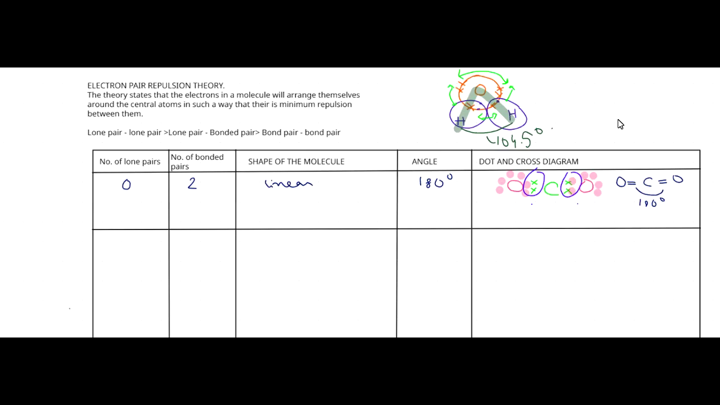So in this case, we didn't have any lone pairs, so the bonded pairs can be as far away as they want to be. That is the main thing, that they will always want minimum possible repulsion. If they have the choice of being on complete opposite sides, and there are no lone pairs in the middle, they will be on complete opposite sides. This is known as a linear shape.